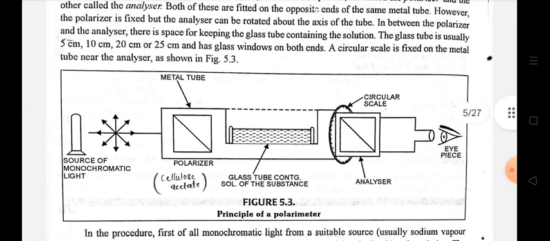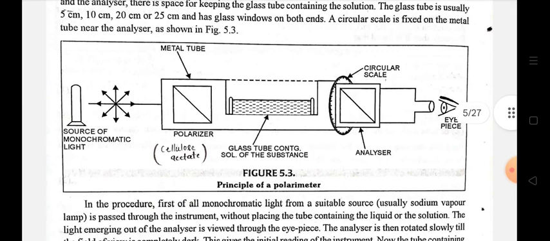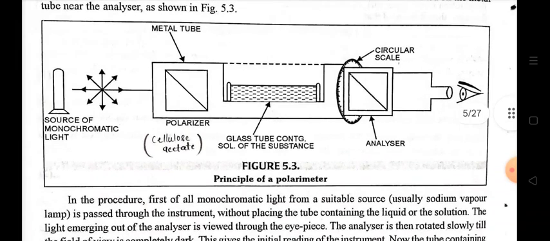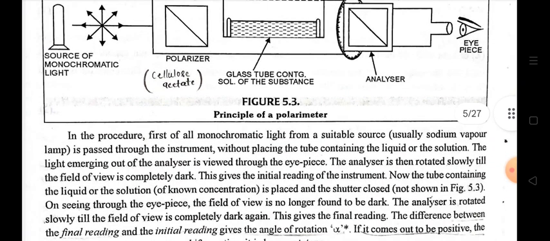In the procedure, first of all monochromatic light from a suitable source, usually a sodium vapor lamp, is passed through the instrument without placing the tube containing the liquid or the solution. The light emerging out of the analyzer is viewed through the eyepiece. The analyzer is then rotated slowly till the field of view is completely dark. This gives the initial reading of the instrument. Now the tube containing the liquid or the solution of known concentration is placed and the shutter closed, not shown in figure 5.3.